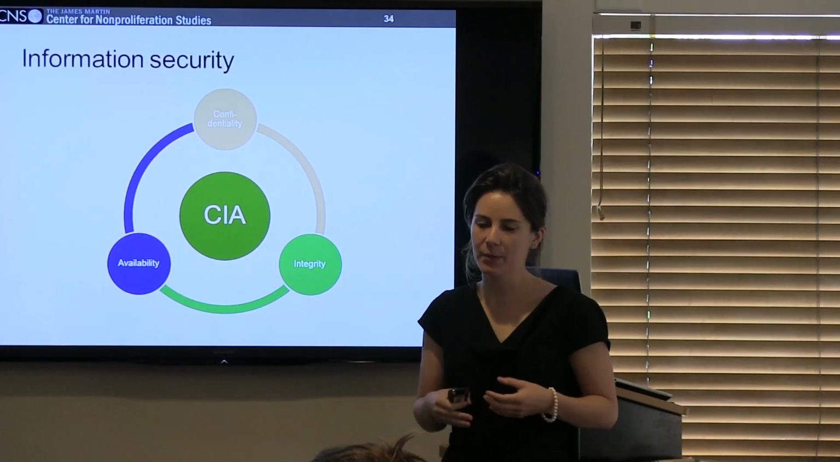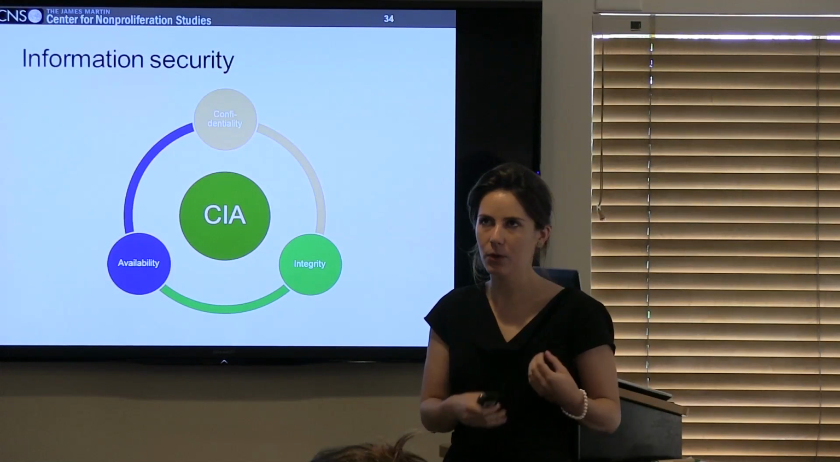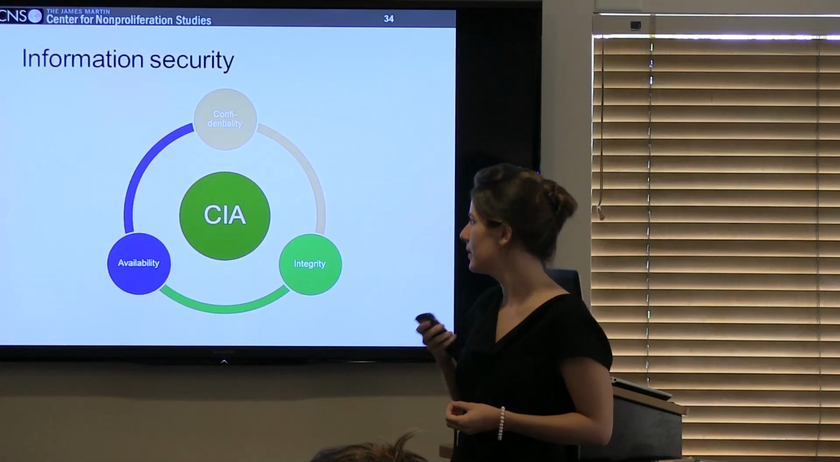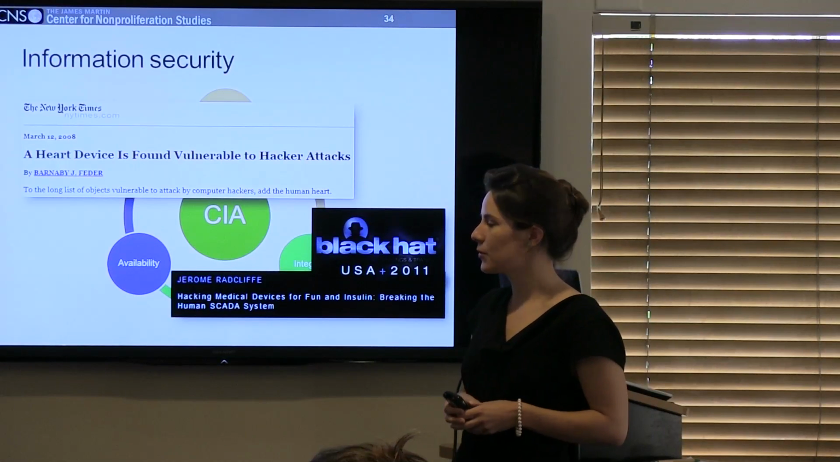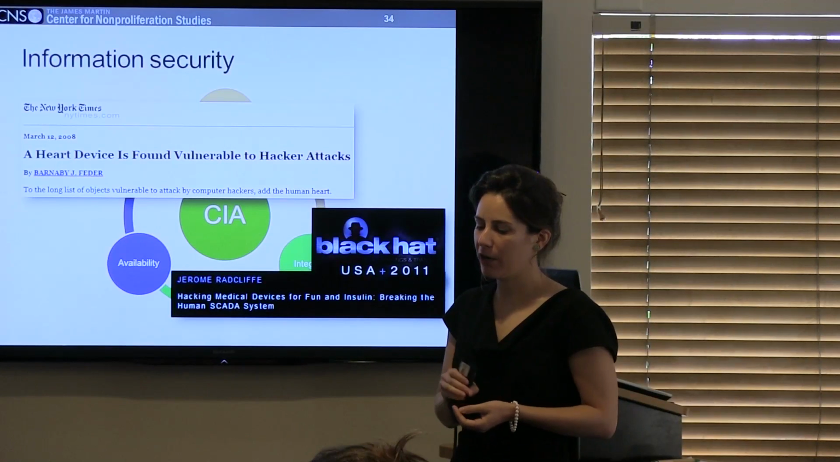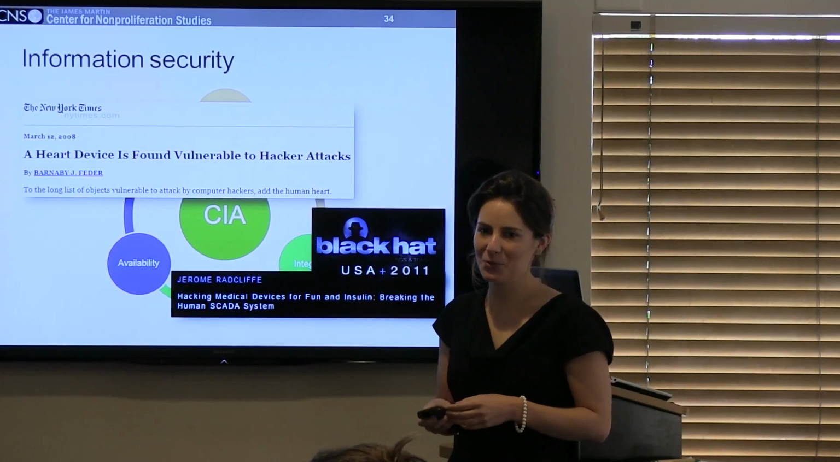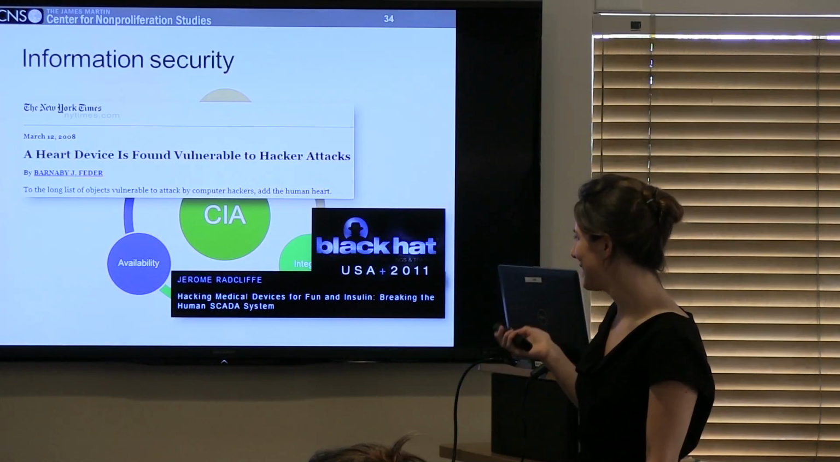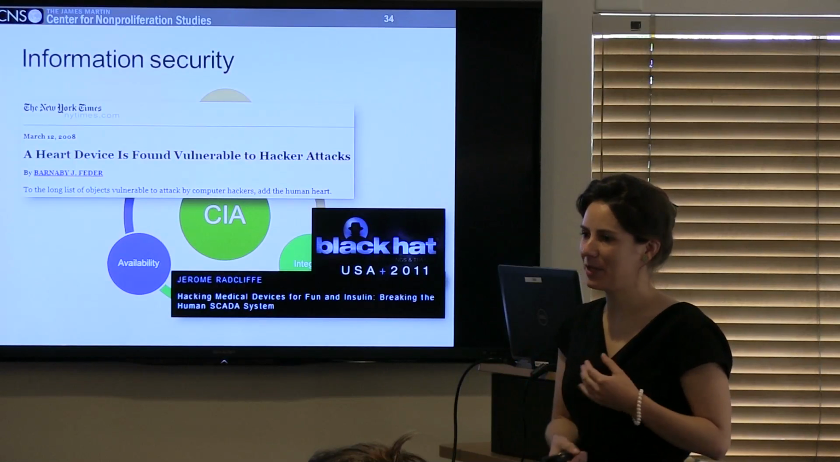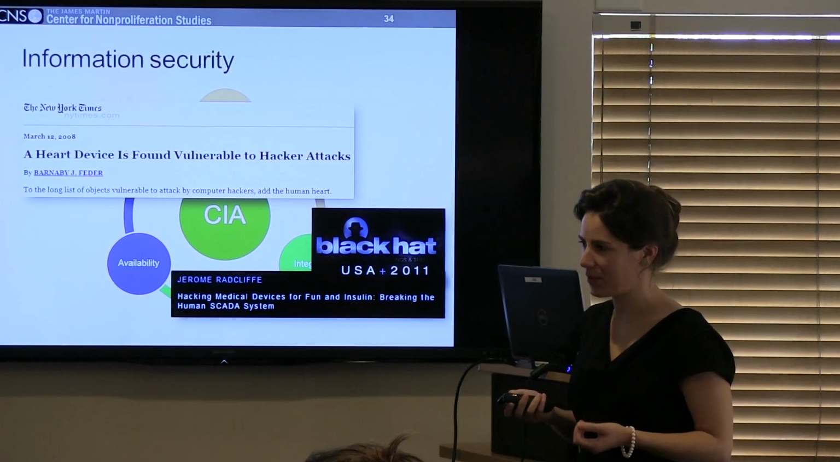Availability means that your system is going to be working and you can use it when you need it. And here we have 2 examples. Pacemakers have been hacked, and that's why Dick Cheney had his removed, if that can give you an idea that it's a real threat. The same happened with insulin pumps, which also have backdoors that can be hacked.